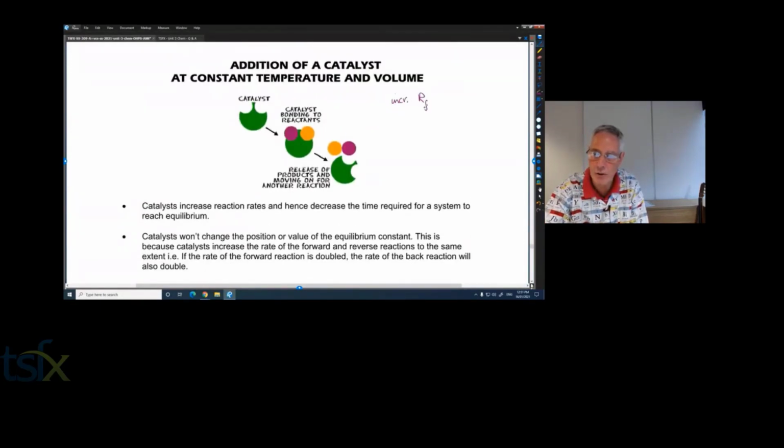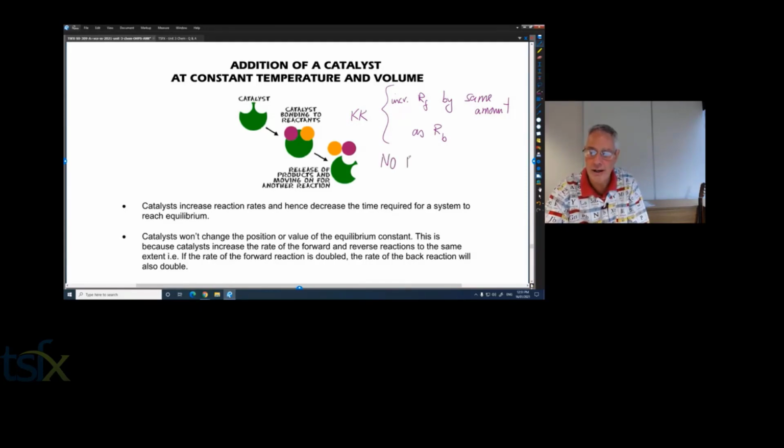Increases rate forward by the same amount. Not immediately obvious from the energy profile why this is true, but it is true. Increases the rate forward by the same amount as the rate back. You can't speed up one without speeding up the other. That would make sense. You've lowered the activation energy. But the fact is that it always speeds up the forward reaction by the same amount as it speeds up the rate of the back reaction.